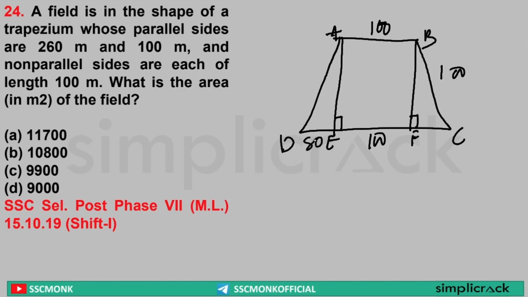That means this is 80. This is 80. This is 100. If this is 100, this is 80. This will be 60. This will be 60. Now here the total area will be 60 into 80, 4800. That is 2400, 2400. And this area will be, this is a rectangle. So 100 into 60 is equal to 6000. So 6000 plus 4800 is equal to 10800 is the total area.